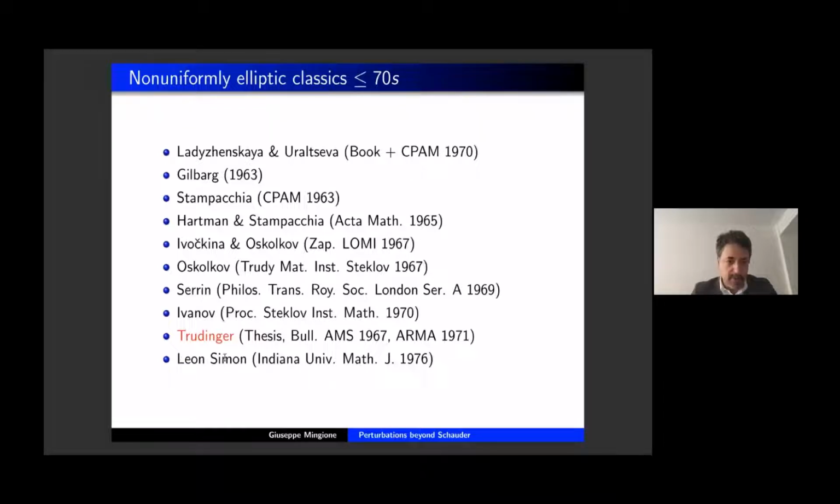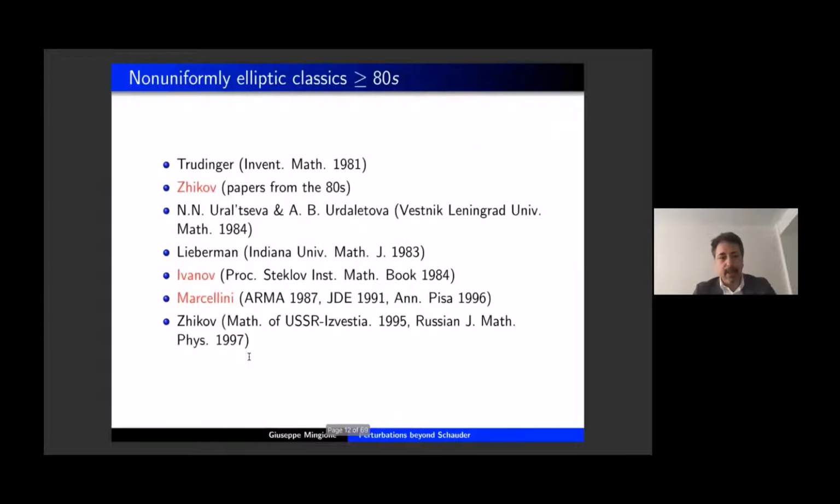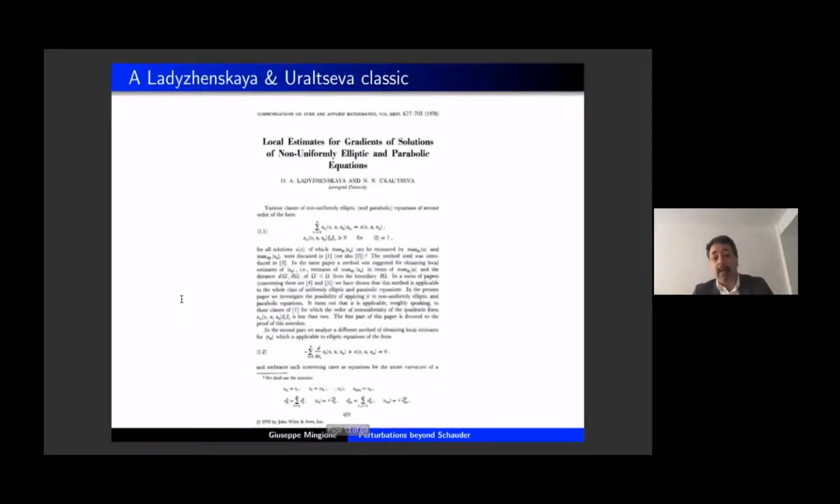There's also a deep paper by Leon Simon connected to minimal surfaces operators. These are more recent papers, and in particular, there are very interesting examples of non-uniform ellipticity cooked up by Zhikov, and there's a monograph by Ivanov that summarizes a lot of work made in Russia, and then there are these fundamental papers by Marcellini, who gave an extensive treatment of non-uniform ellipticity, catching conditions that were unachievable before. These are a few examples.